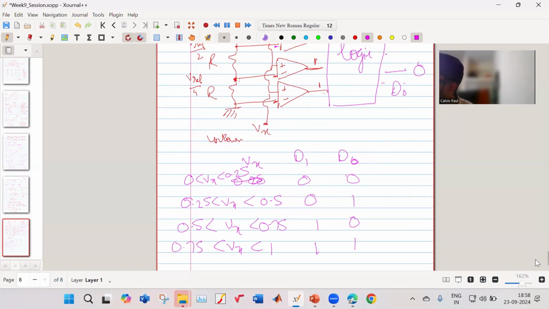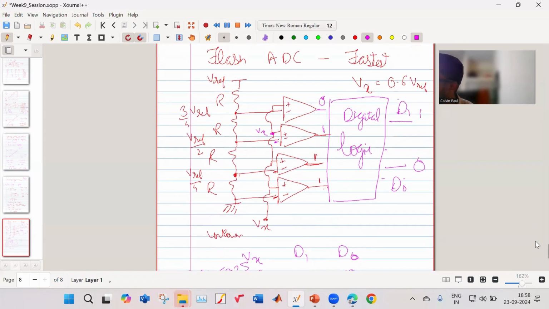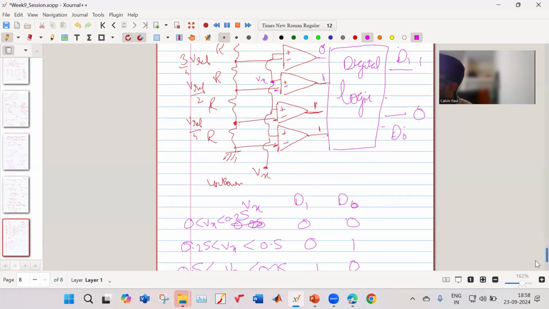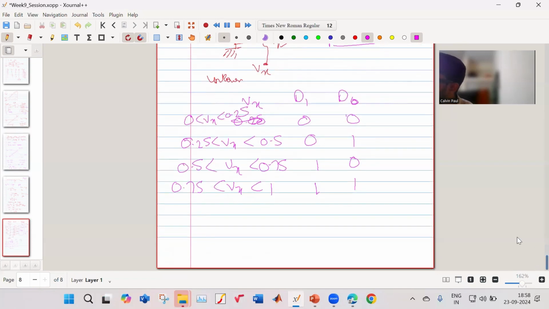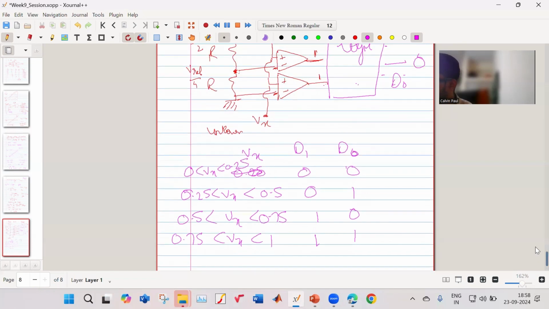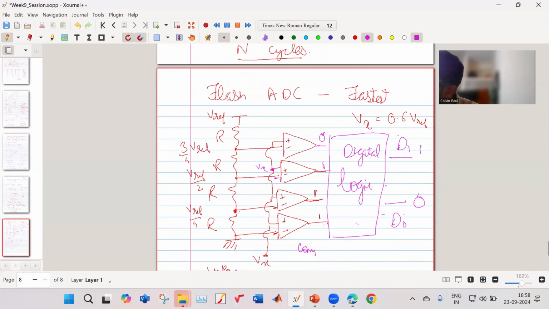But now you are getting the comparator output 0, 1, 1, 1. This has to be converted by digital logic to give you this D1, D0. Those are known as bubble codes or something, which just map the comparator output to the actual digital output.